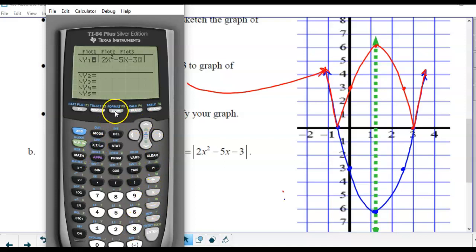And then window. What is the grid that we have here? We have basically -2 to 4 going up by ones, and then -7 to +8 going up by ones, and you can graph that.